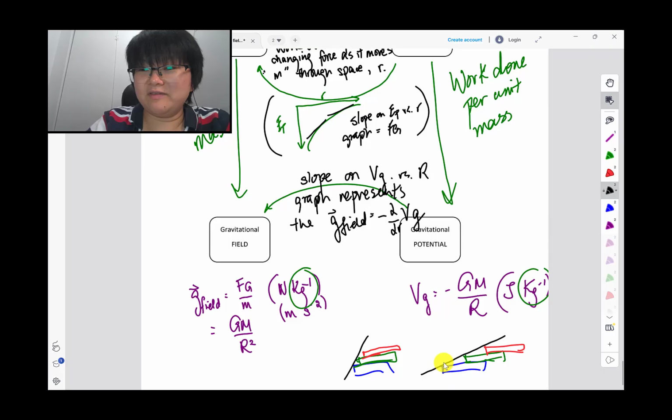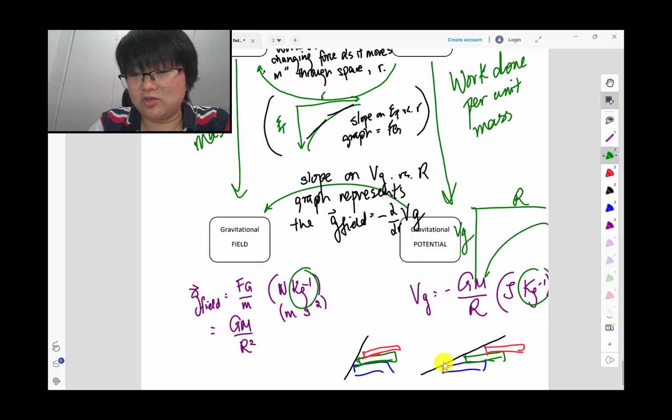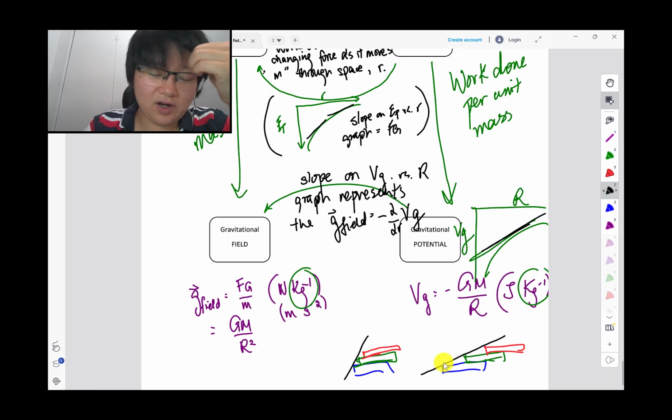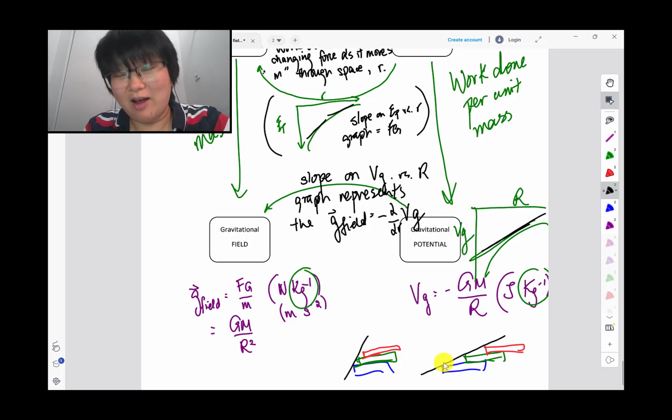And this is also one of the questions that we went over, and I said that'd be something good for you to practice, in which you have Vg and you have r and you're trying to find the slope here. The slope gives you your gravitational field. That is something that you want to be able to do because, as you see, IB loves graph questions.